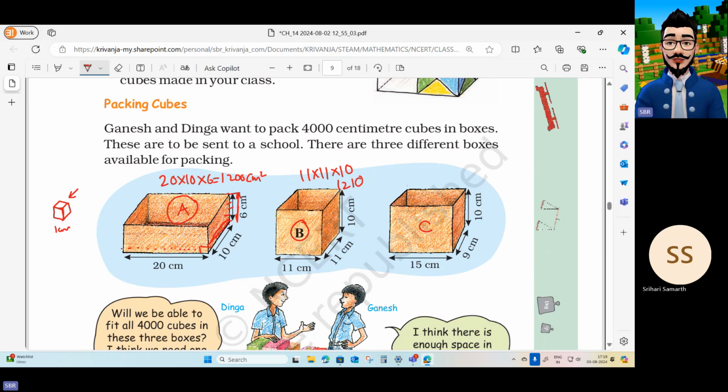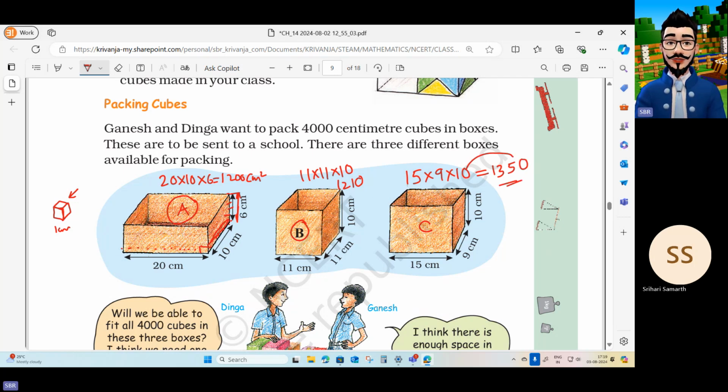Now let's see how many small cubes can fill box C. First tell me how. I think I can already tell it's the biggest. I am asking you how you calculate first. 15 into 9 into 10. Okay. How much is 15 nines? 135. Into 10 is 1350. This is the biggest.